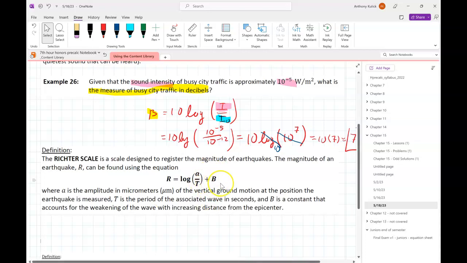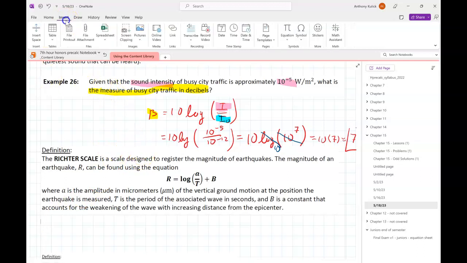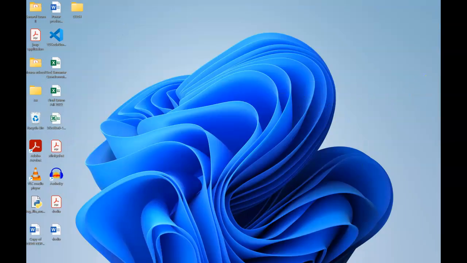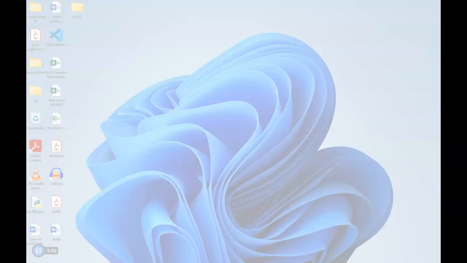So that's all this B is. It's a function of how far away you are from the center of the earthquake, or the epicenter, we'd call it. Everybody cool with that so far about what the letters mean? Okay. Let's look at an example.